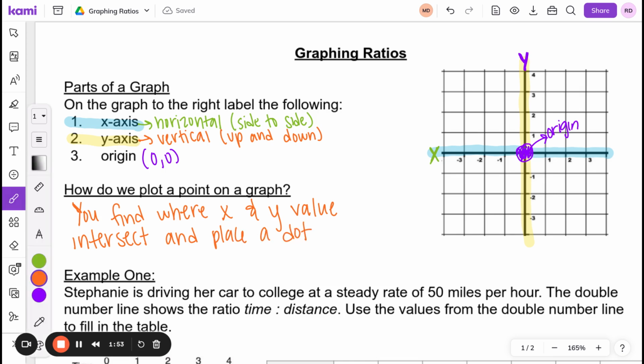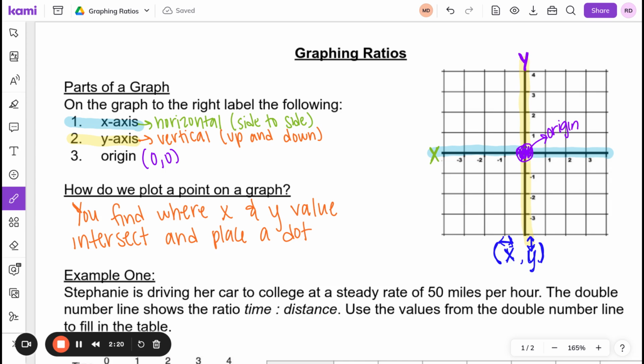Now, an important thing to remember when you're plotting a point is every point has the same order of numbers. So what I mean by that is every single point has an x value and then a y value. So you have to go side to side and then you go up and down. And I kind of think about that like the alphabet. X comes before y in the alphabet, so you have to go side to side before you go up and down.